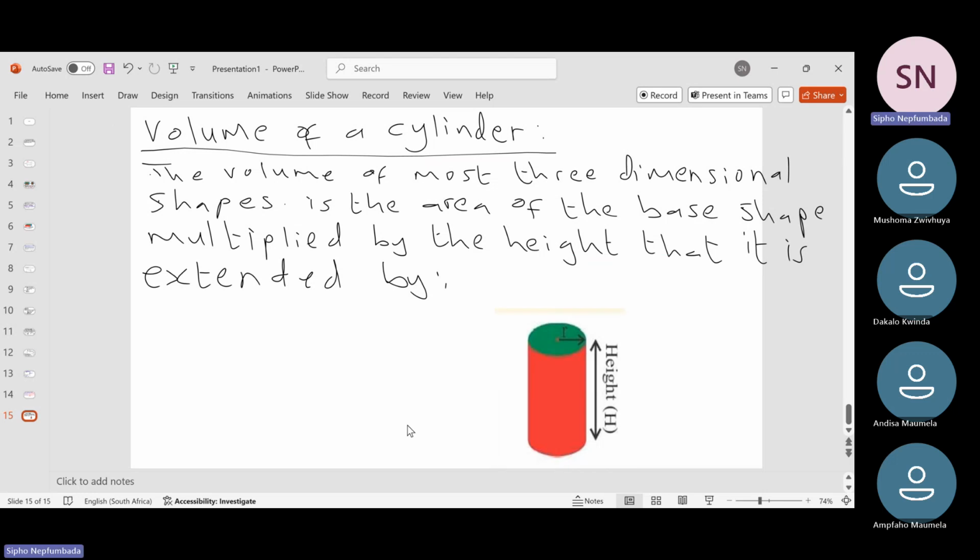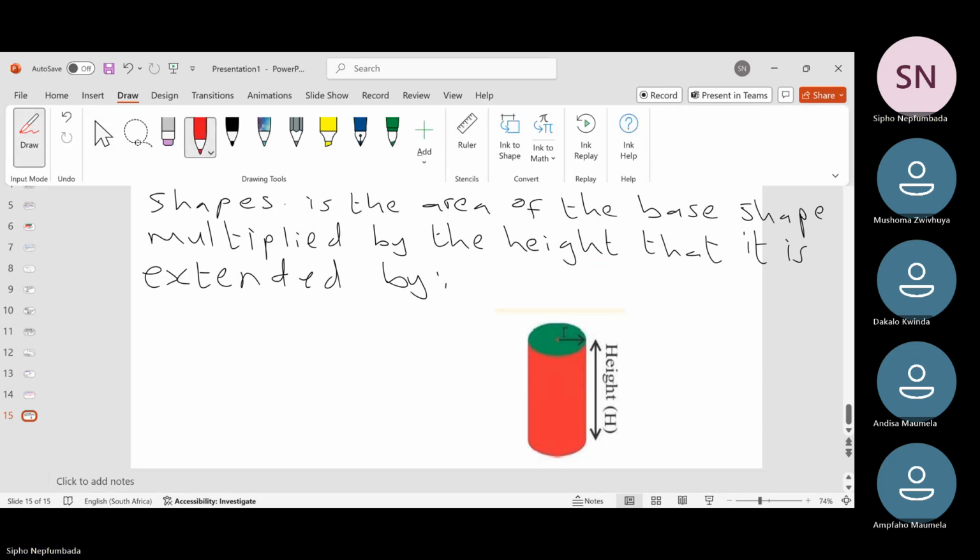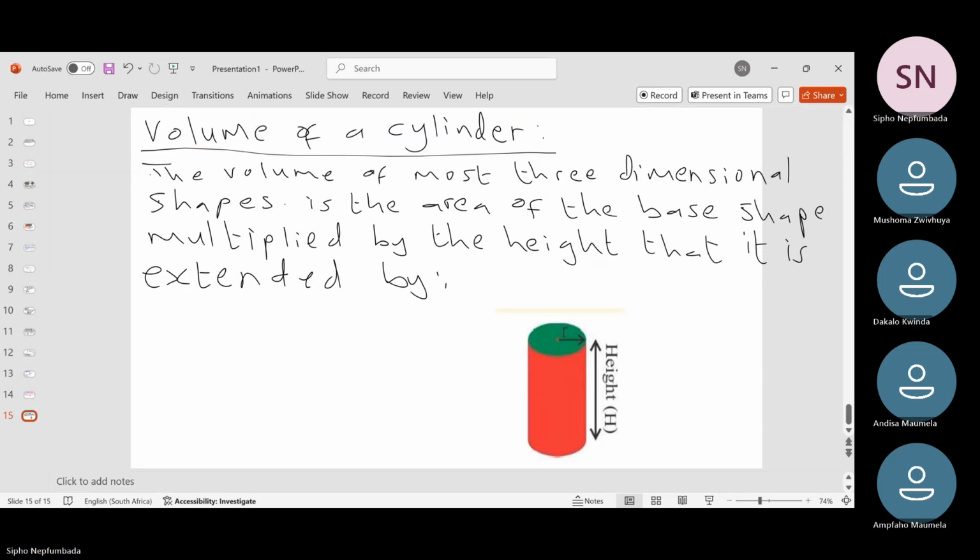So this thing, it means volume of a cylinder. Volume of a cylinder.